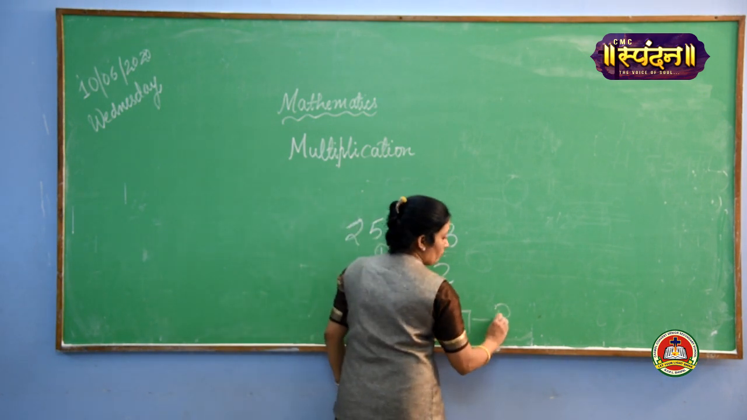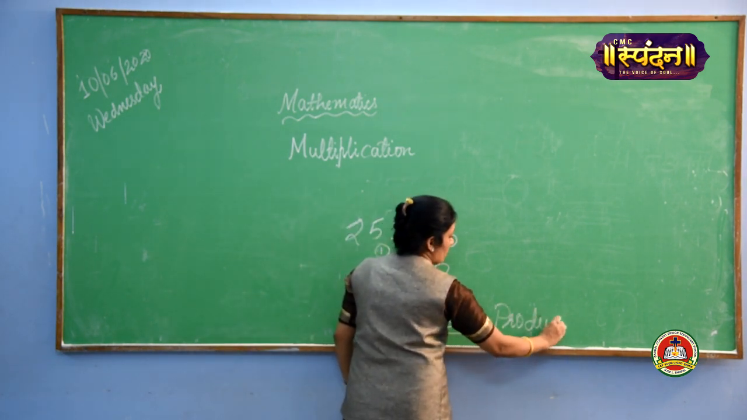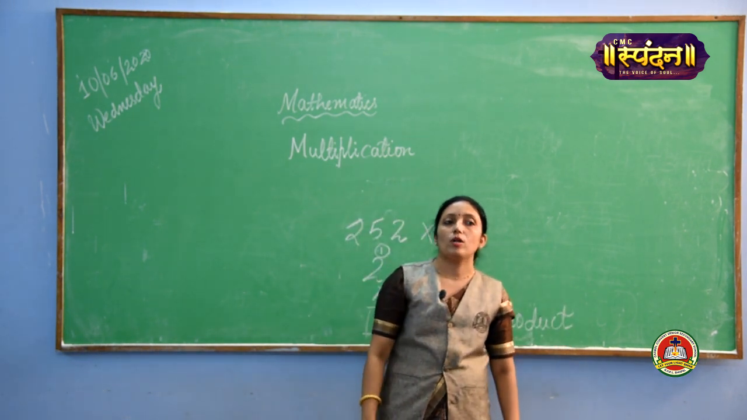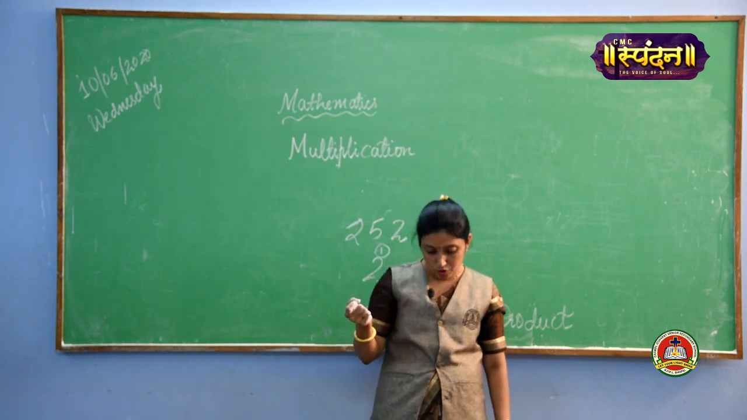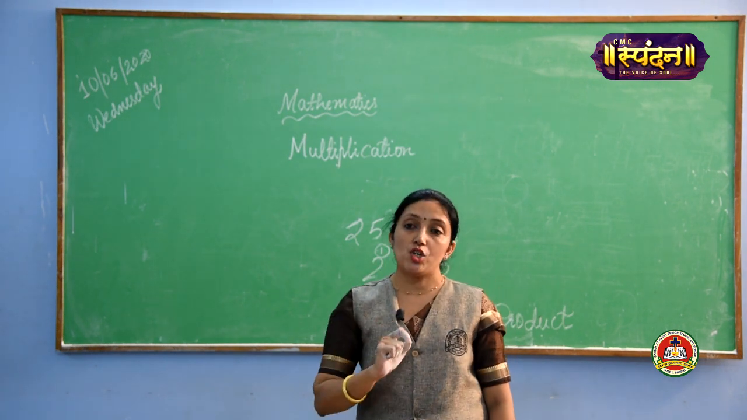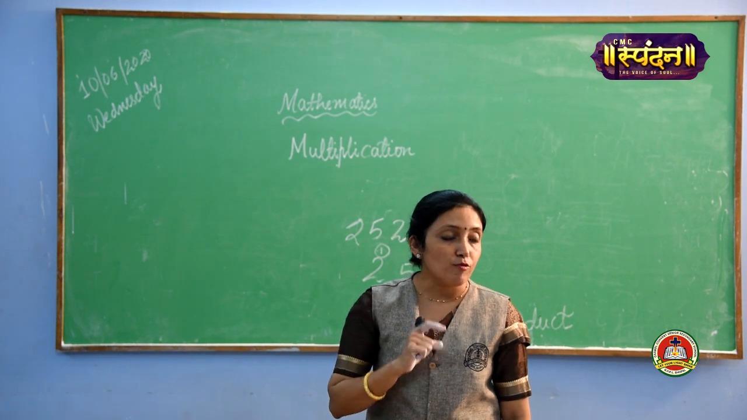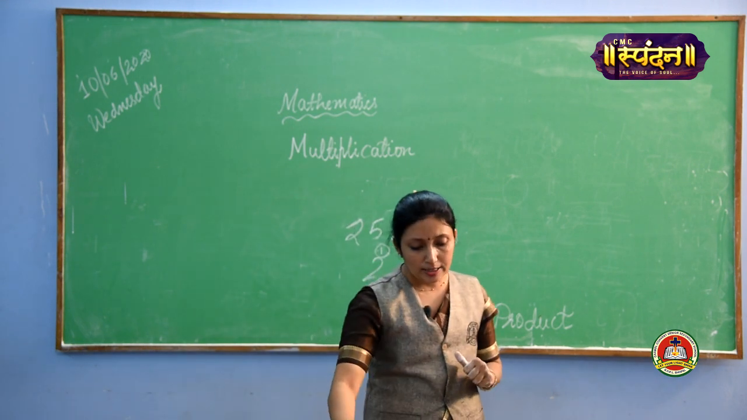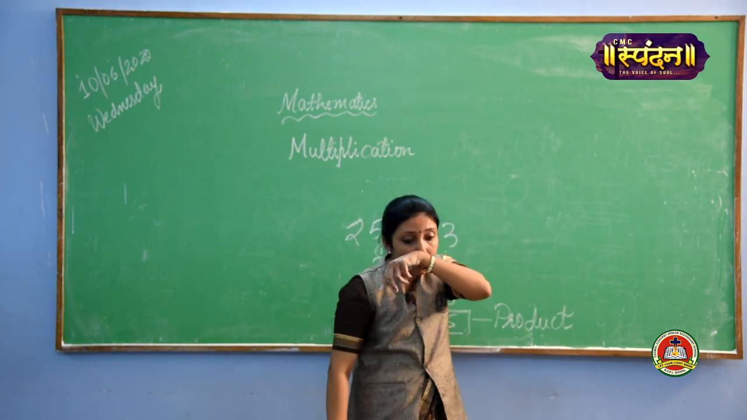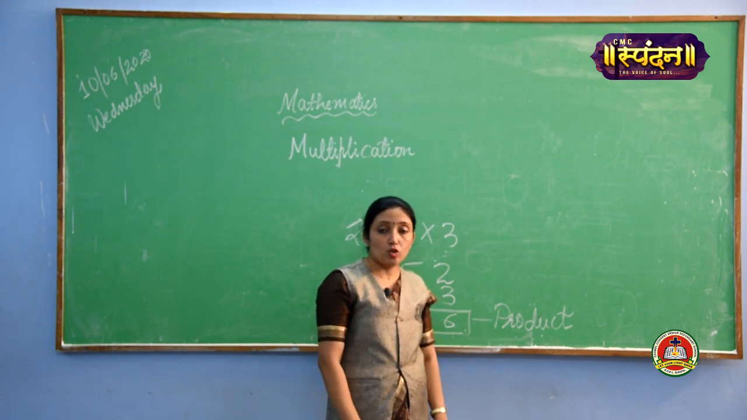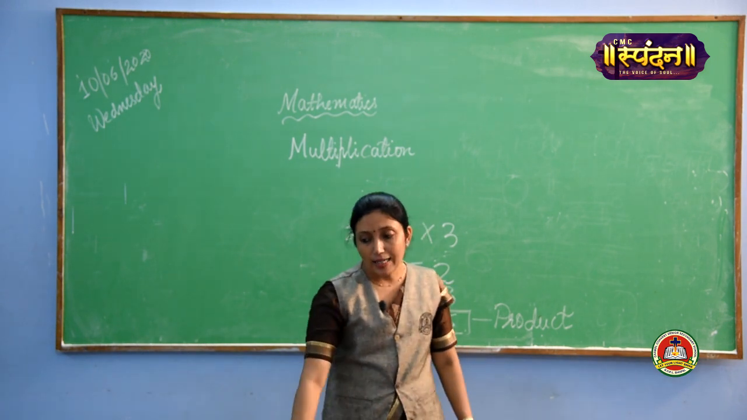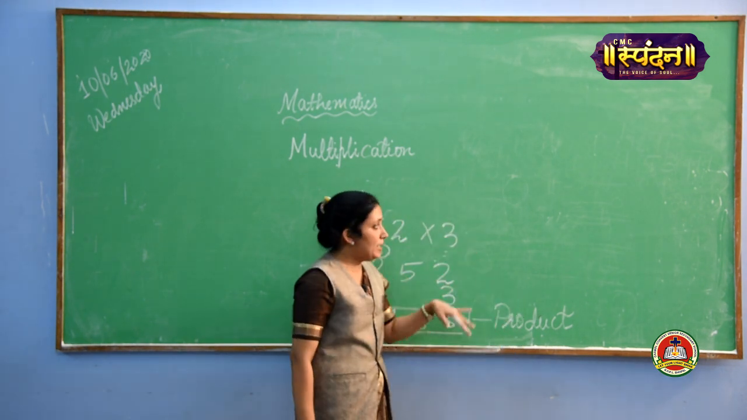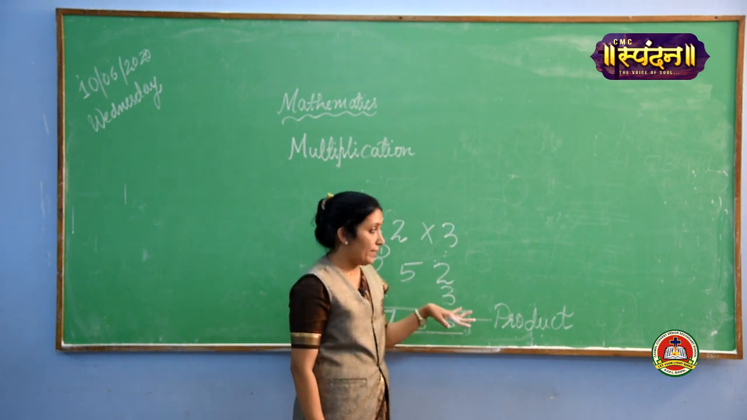So the answer of multiplication is always called the product. The answer of multiplication is called the product. You need to remember, children, that the answer of multiplication is called the product. And two more things are there in multiplication, that is multiplicand and multiplier. The number that is multiplied is called multiplicand, and the number by which it is multiplied is called multiplier.